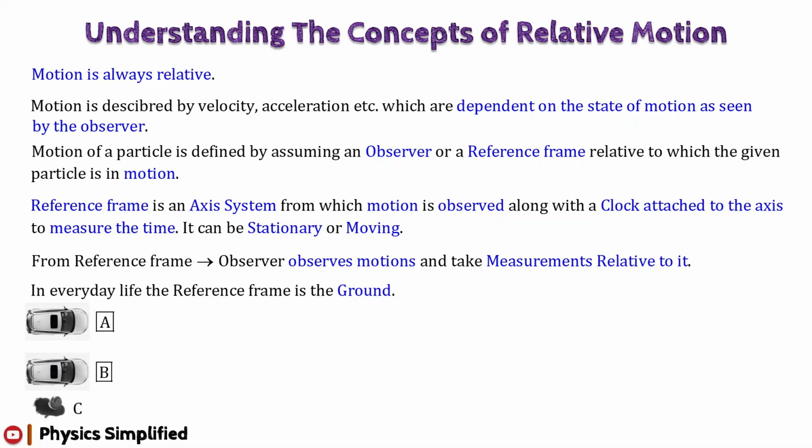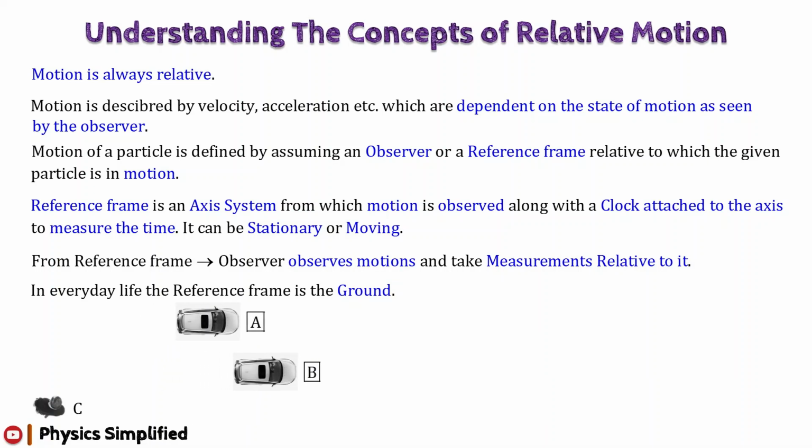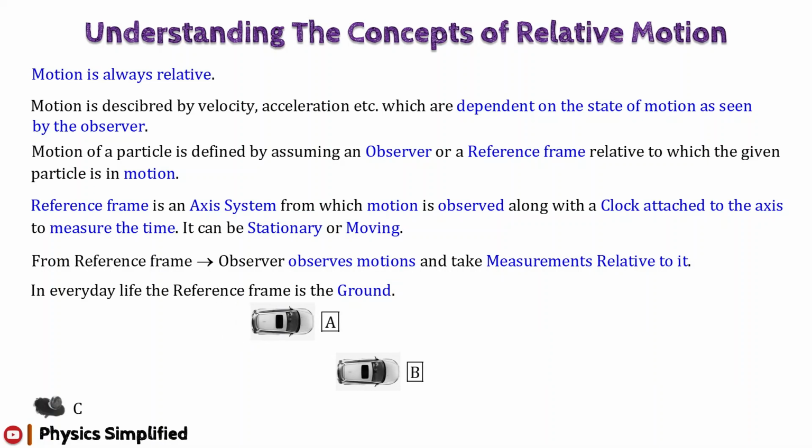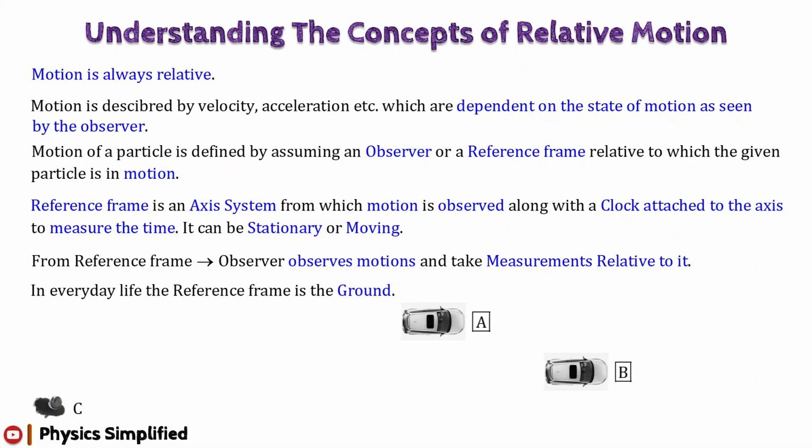Suppose two observers A and B are sitting inside the two cars, while the third observer C is standing outside. We consider two cars are moving towards right, with different speeds. For the observer C, A and B appear to be moving towards right with different speeds. For A, B appears to be moving forward, while C appears to be moving backward. And for B, both A and C appear to be moving backward with different speeds.